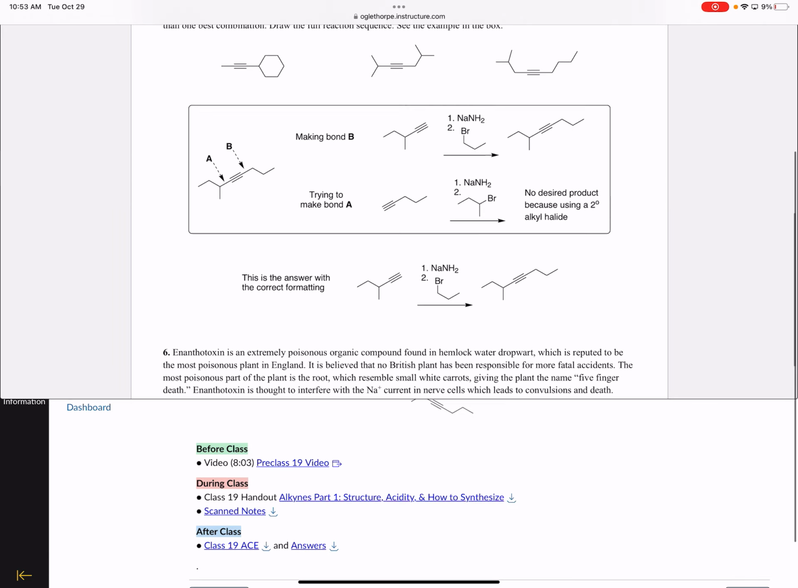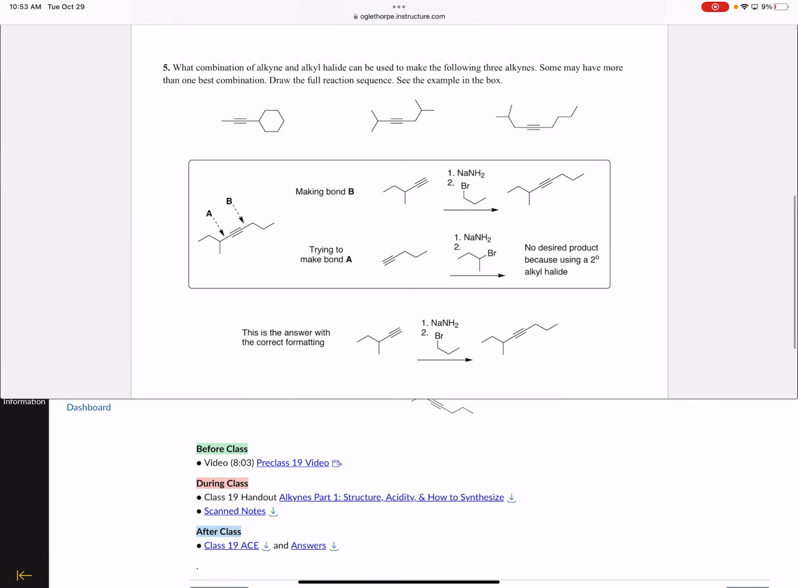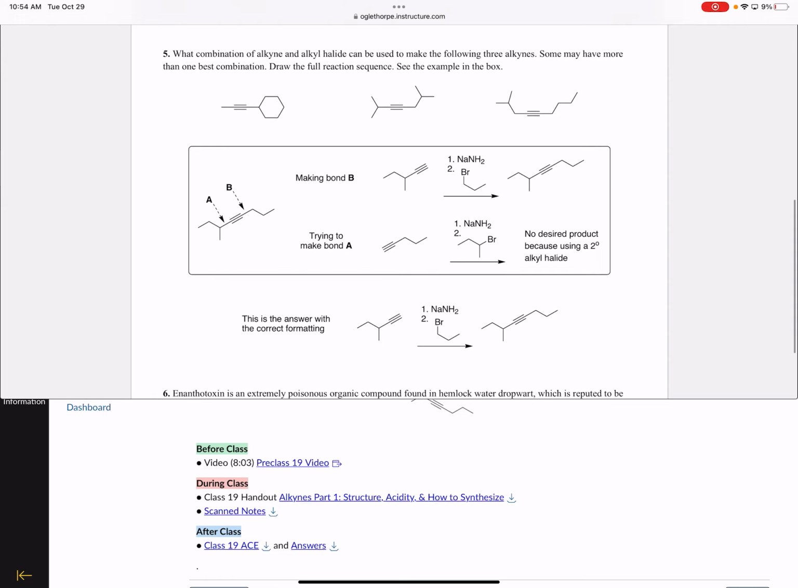That problem is this problem. Number 5, make these three alkynes using some alkylation strategy. And so in the box as an example, you can make either the bond to the right or to the left of the triple bond, but it depends what you attack. I'm not going to go through this whole thing, but look at trying to make bond A. If I'm trying to make bond A, the triple bond carbon is attacking a carbon that was originally secondary.